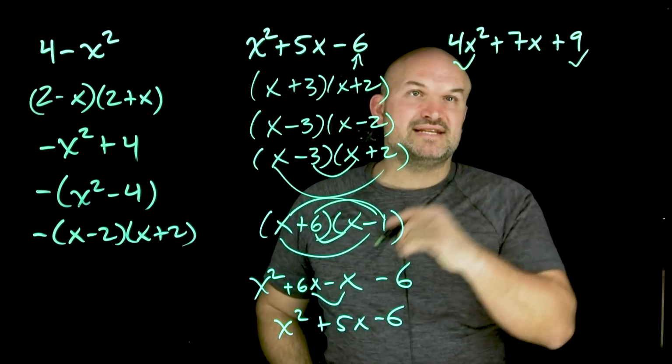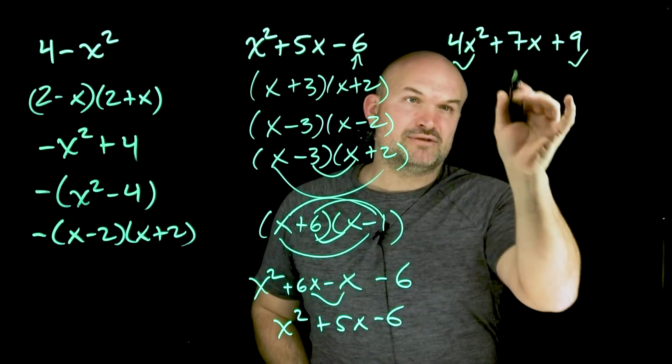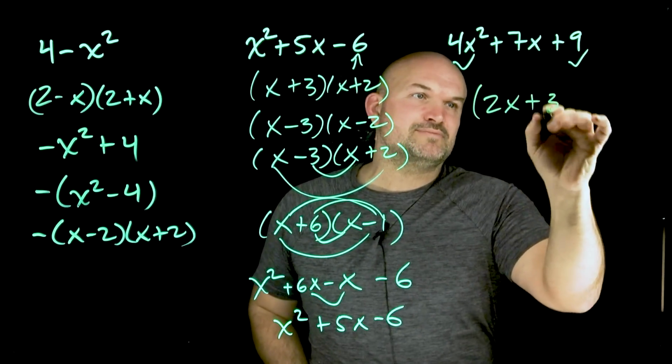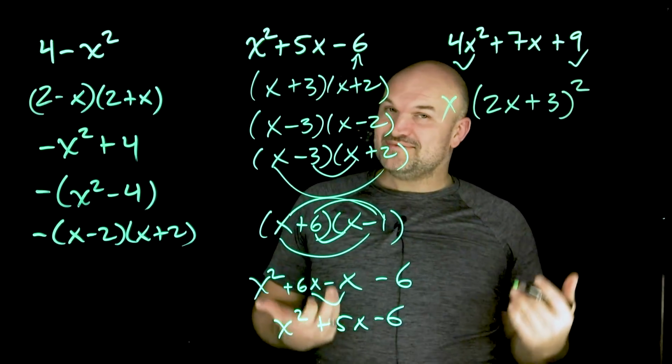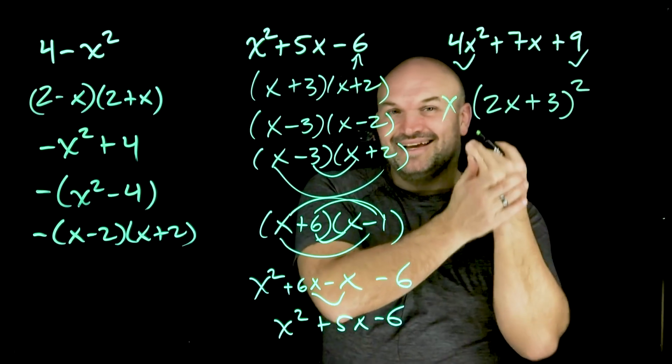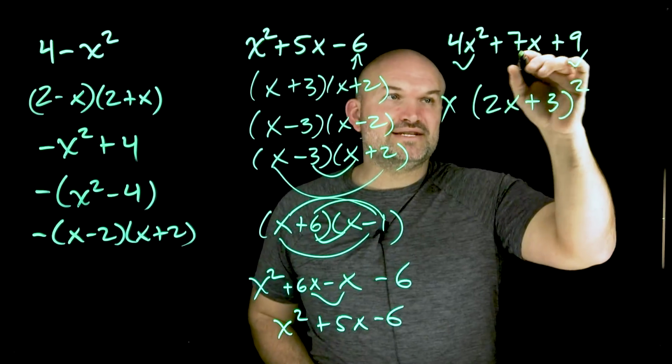So immediately students would say, oh, well, I'm just going to take the square root of the first term, the square root of the second term, and since my middle term is positive, then I can rewrite this as (2x + 3) quantity squared. And guess what? That is incorrect. A lot of times it is correct, but in this example, it is not correct. So how can I avoid making this mistake? Well, it all comes down to your middle term.